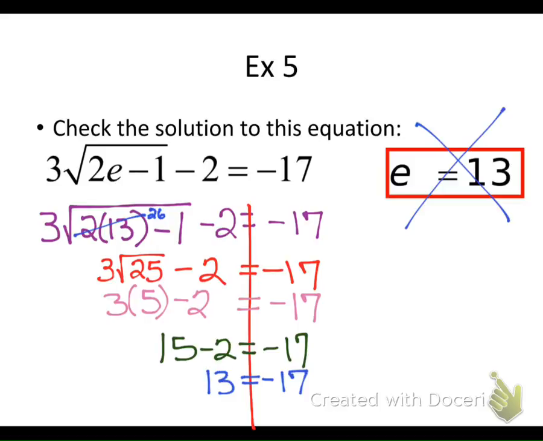And that's where we're going to stop today. We'll save this next example problem for Monday.